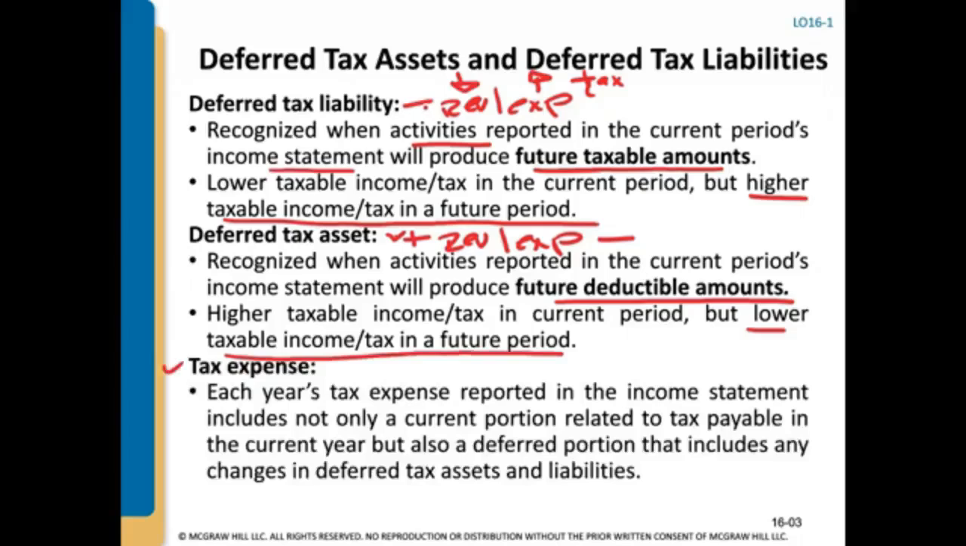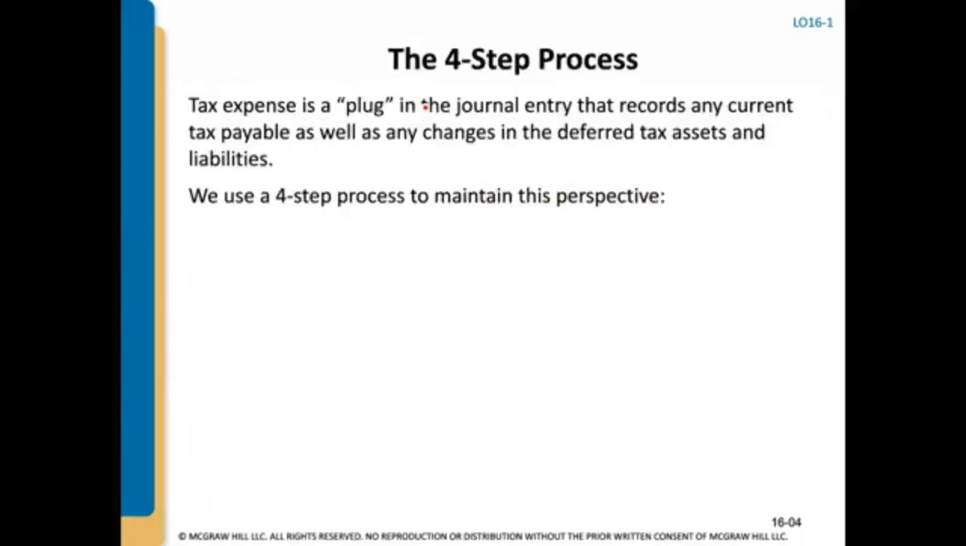And when we record the deferred tax asset and deferred tax liability and the current tax payable, the account that makes that journal entry balance is going to be income tax expense, which lands on your income statement. So the income tax expense is really a plug in the journal entry when you record the tax payable and the changes in the deferred tax assets and liabilities.